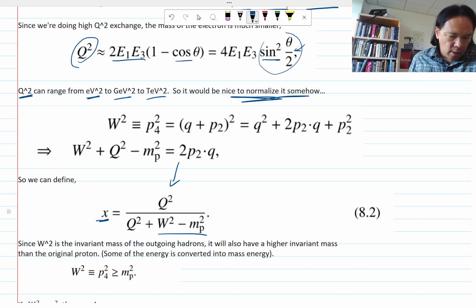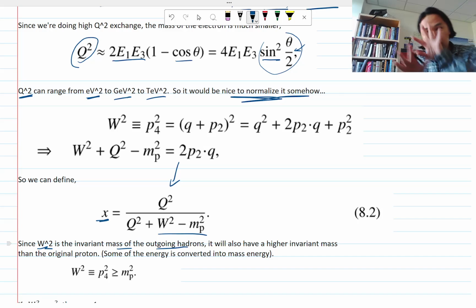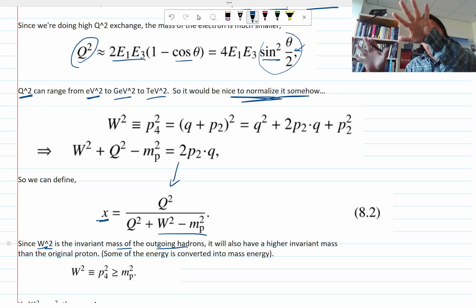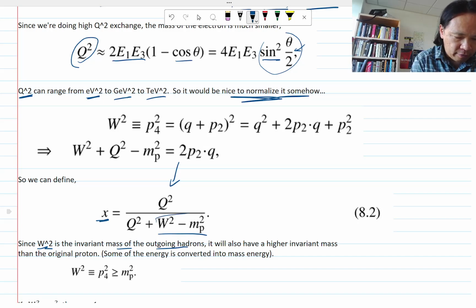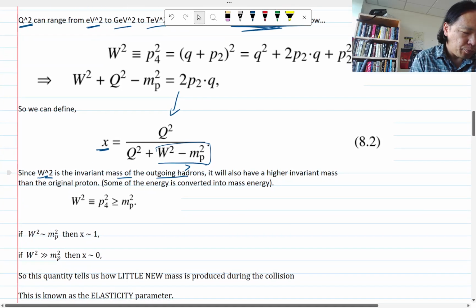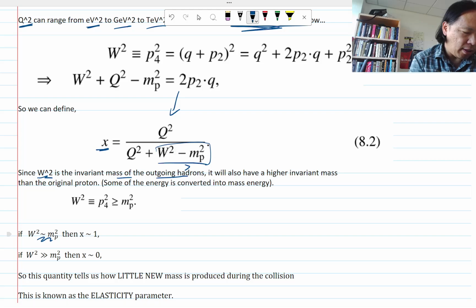Okay. Since W squared is the invariant mass of all those outgoing hadrons, and remember, all those outgoing hadrons are going to have more mass than whatever the proton started with, therefore whatever this factor here is going to be positive. It's some positive number, okay? And therefore, let's say W squared is basically approximately the mass of the proton squared. In this case, x is going to be equal to Q squared over Q squared plus basically something that's almost zero, right?